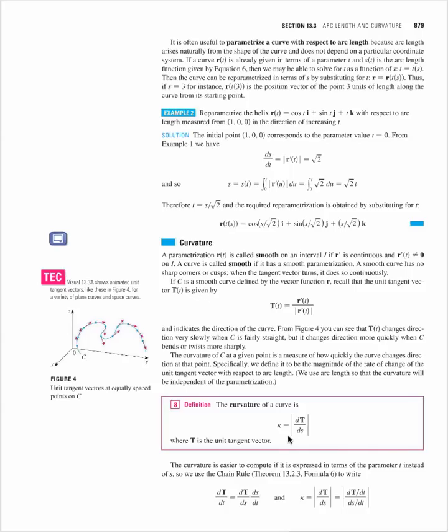So a large curvature means that we're changing direction very quickly, and a small curvature means that we're changing direction very slowly. A curvature of 0 should mean that we're going in a straight line at that point. Note, by the way, that curvature is definitely a function of time, which maybe is not clear from this definition.